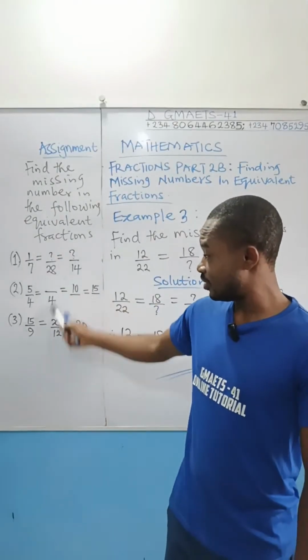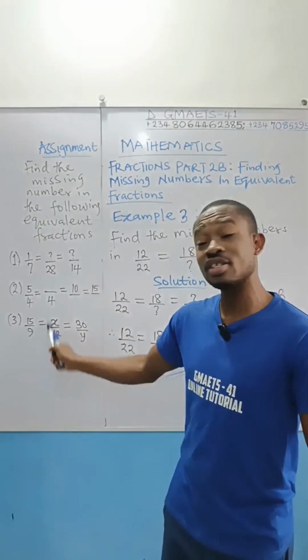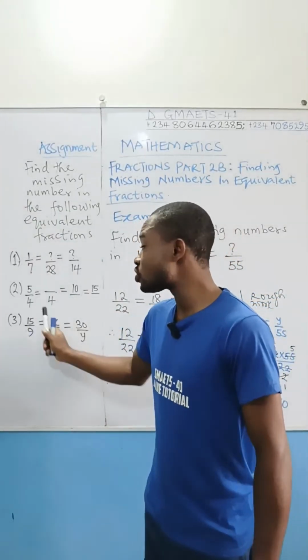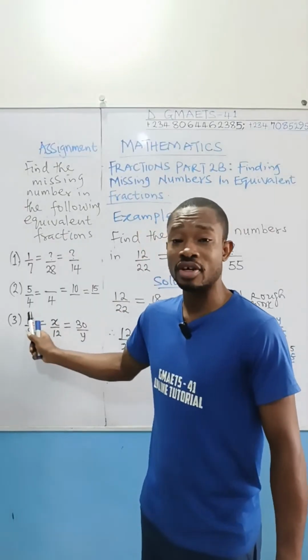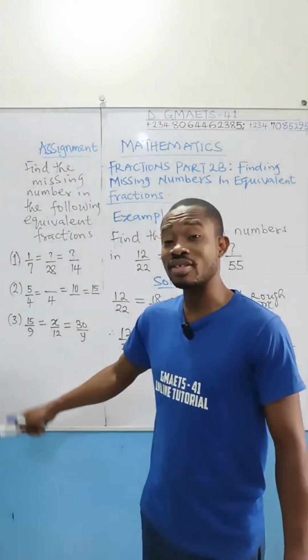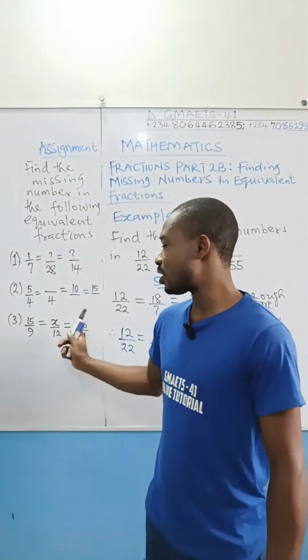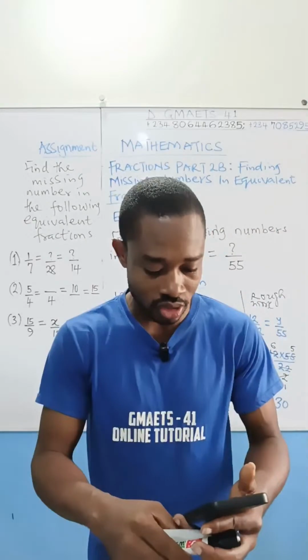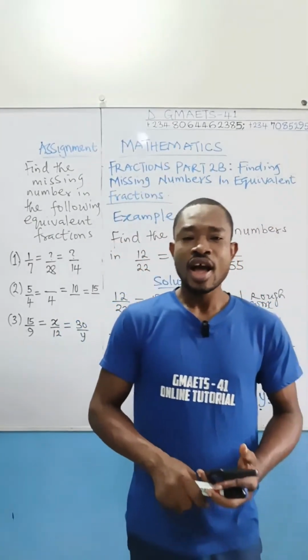For example, if you look at this, question number 3 here, this fraction is not in its lowest term. So if you must use multiplication or division method, you know what to do to this fraction first. Otherwise, solve directly using simple equation, cross multiplication and dividing by coefficient of the unknown.